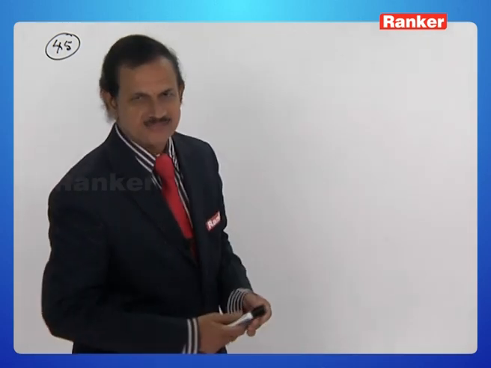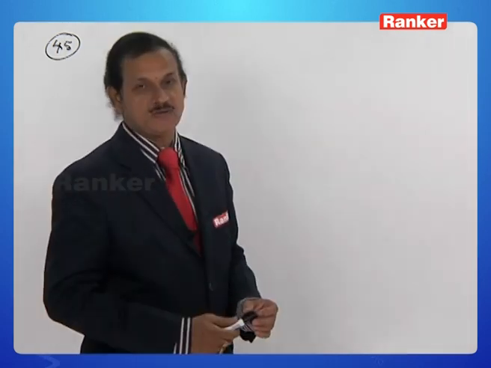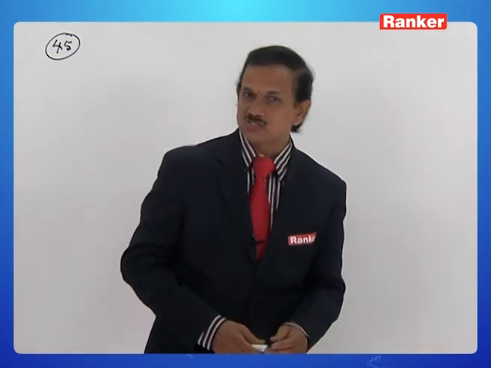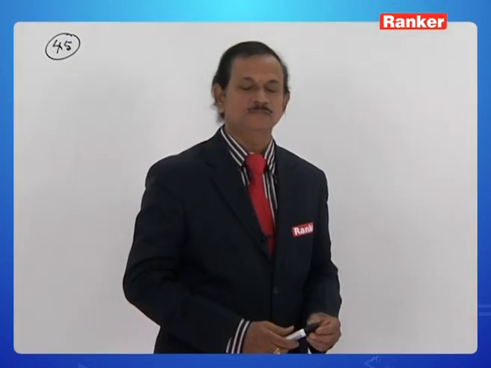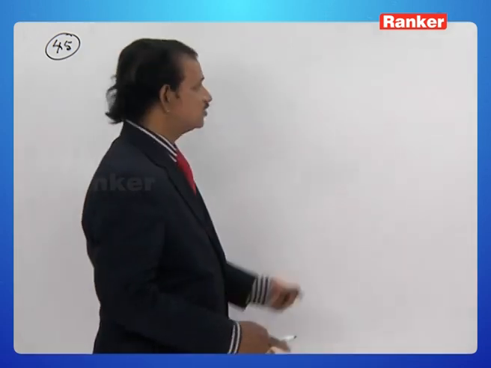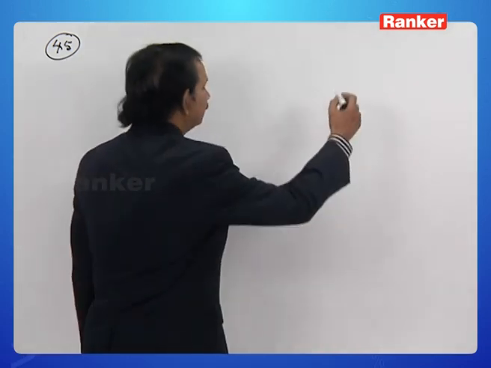What type of circle is it? Center minus 4, 0 and with radius 3 units. Okay, what are the options given? 5, 0. Second option 6, 1. Third option 6, 0. And the fourth option 5, 1. Okay, let us see. First of all, what is the circle given?